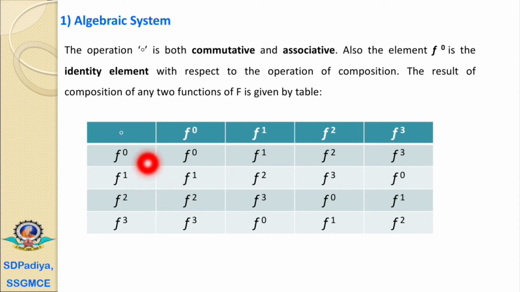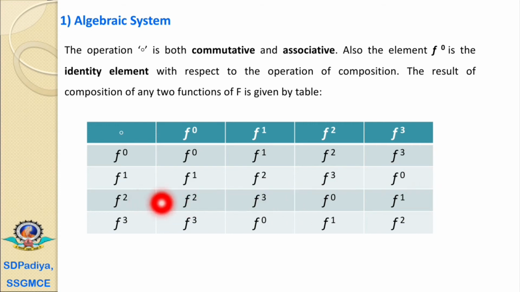F raised to power 1 composed with f raised to power 0 is f raised to power 1. F raised to power 1 composed with f raised to power 1 is f raised to power 2. F raised to power 1 composed with f raised to power 2 is f raised to power 3. F raised to power 1 composed with f raised to power 3 is f raised to power 4, and that is similar to f raised to power 0. It means after f raised to power 3 the repetition starts.